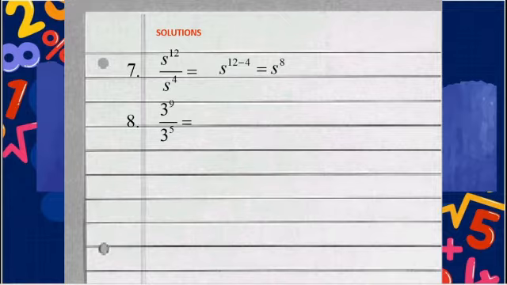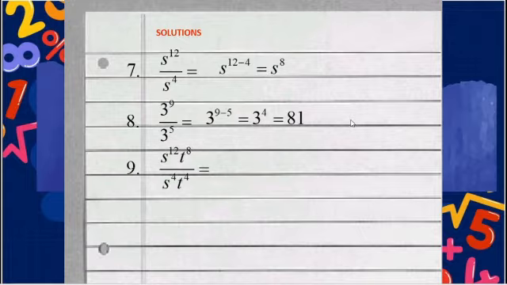Okay. If your answer is 3 to the 4th, you are correct. So, minus lang natin yung 5 from 9. So, that is 9 minus 5. So, copy the base 3. So, that is 3 to the 4th. And then, simplify lang natin. That is equivalent to 81. Next, s to the 12 t to the 8 all over s to the 4th, t to the 4th.